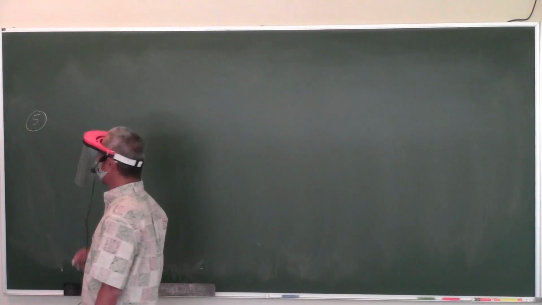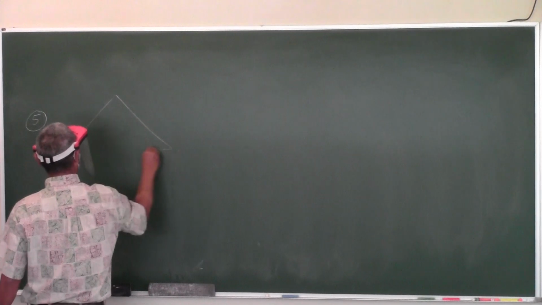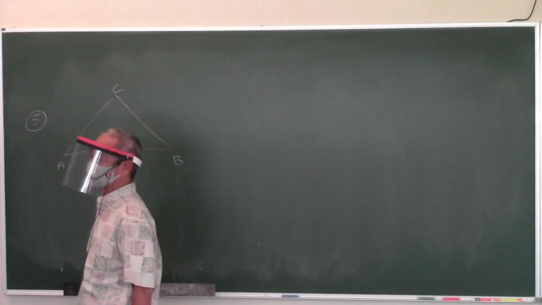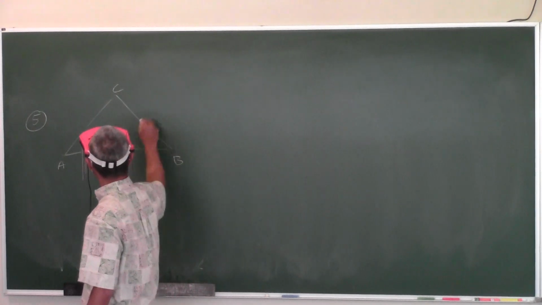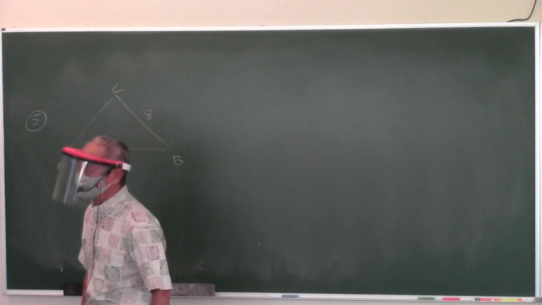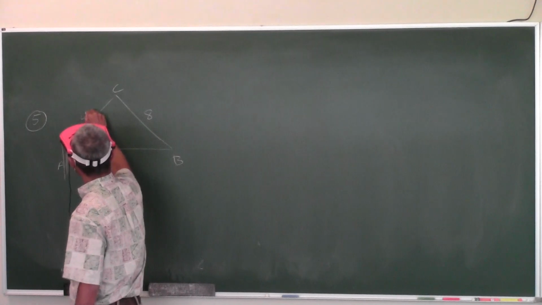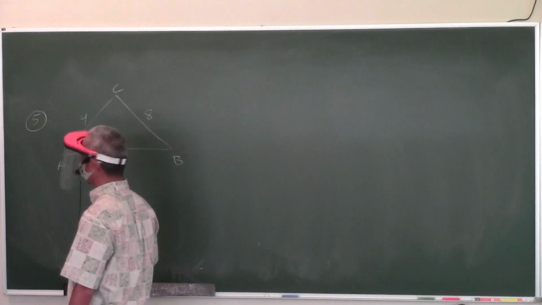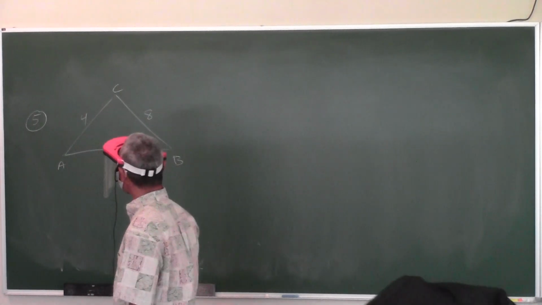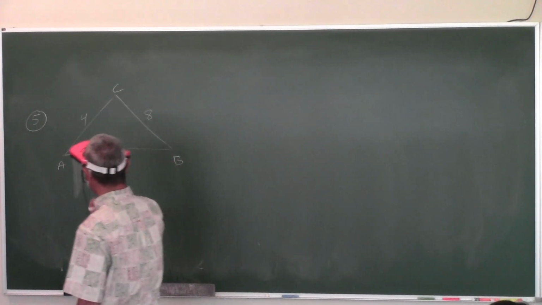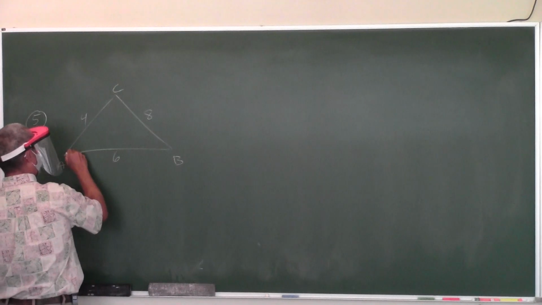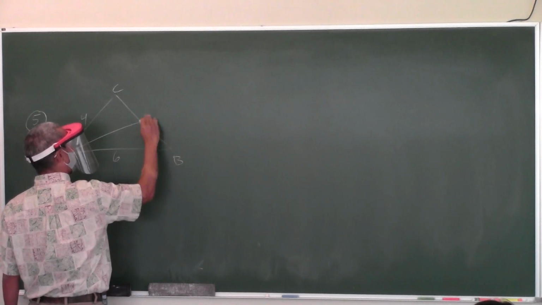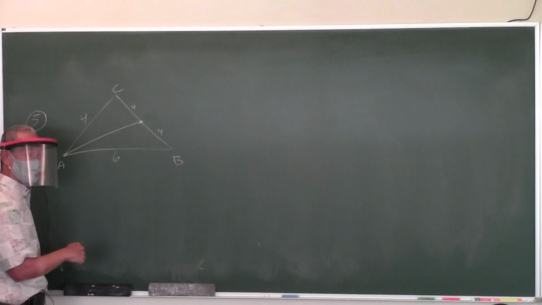Okay, given triangle ABC, I don't even know if this is drawn to scale. A is 8, B is 4, so definitely not drawn to scale. C is 6. Find the length of the median from A. So here's A. The median goes from here to the midpoint of the opposite side. So that means 4 and 4, correct?